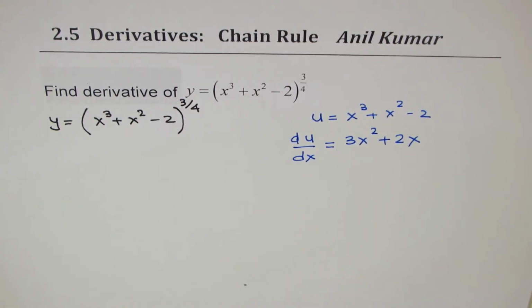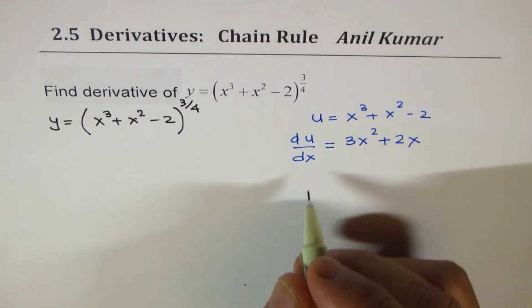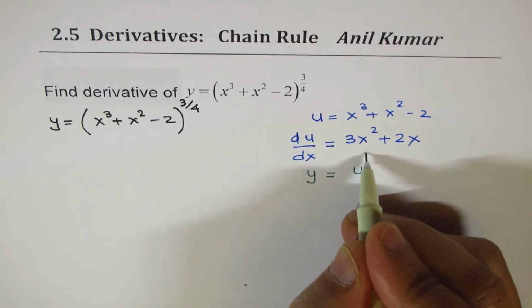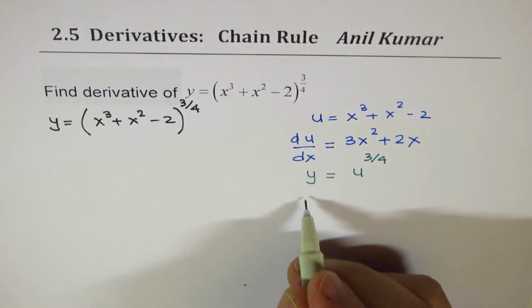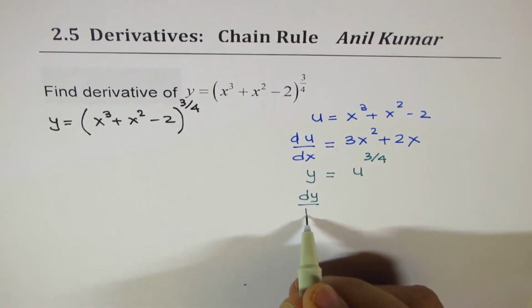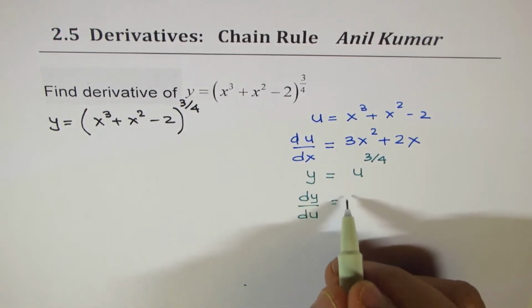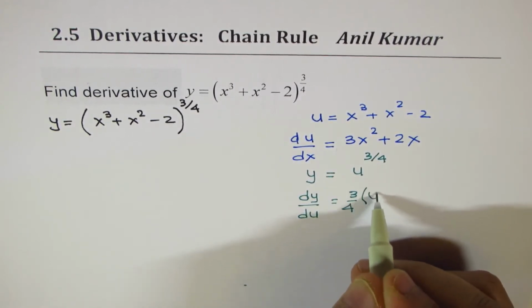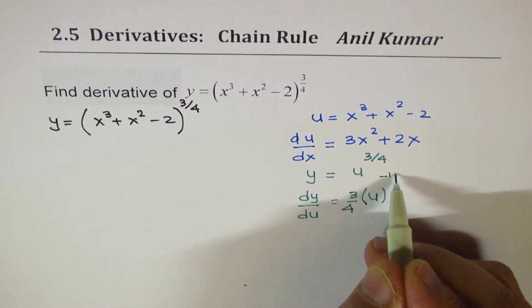Now, I can write the function y in terms of u. I could write this as y equals u to the power of 3 over 4 and apply the power rule. So I say dy du, since y is now a function of u, is 3 over 4 u to the power of 3 over 4 minus 1, which is minus 1 over 4.